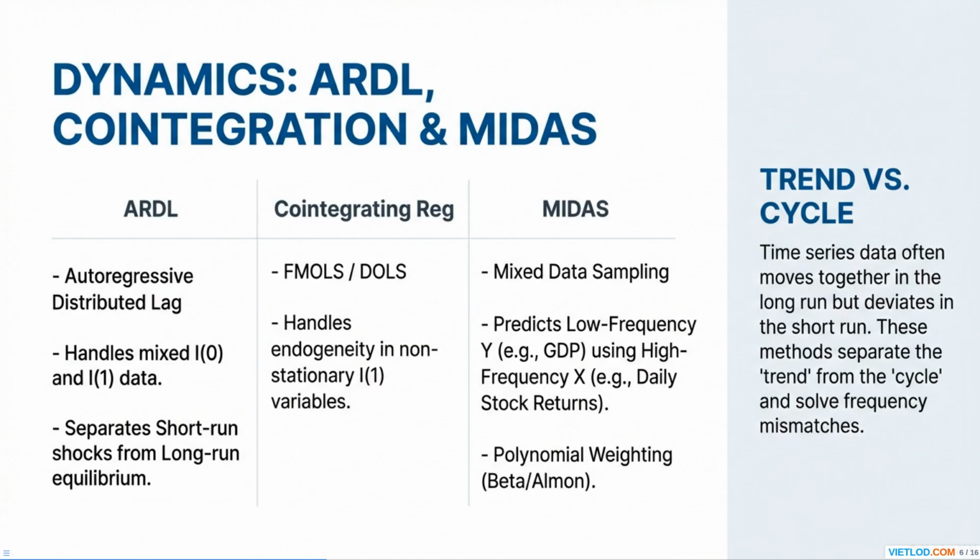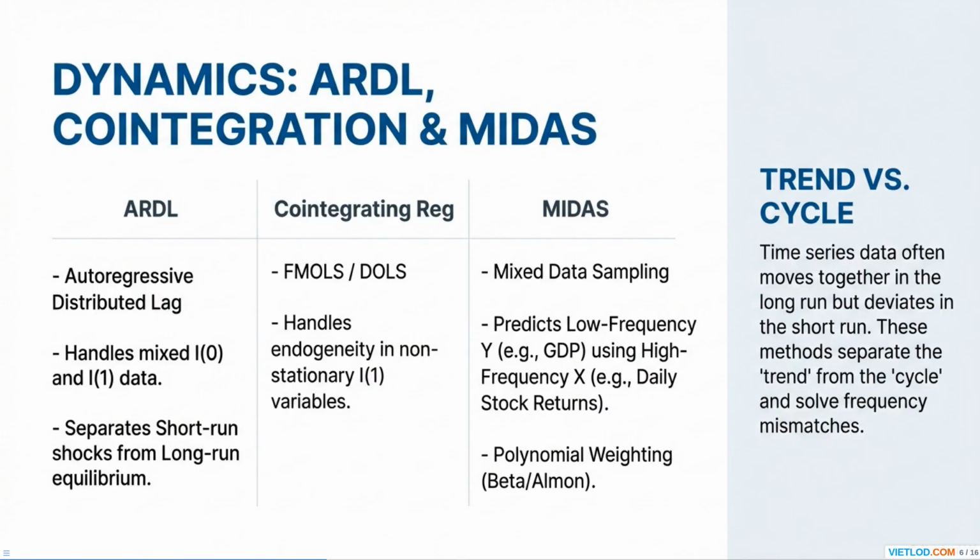First, the autoregressive distributed lag, or ARDL, model is highly flexible as it can handle variables that are stationary, non-stationary, or a mix of both. It's particularly effective at distinguishing between immediate short-run shocks and the underlying long-run equilibrium that variables converge towards. Closely related are cointegrating regressions, such as FMOLS and DOLS, which are used when variables are non-stationary but have a stable long-run relationship. These methods are robust to endogeneity issues often present in non-stationary data.